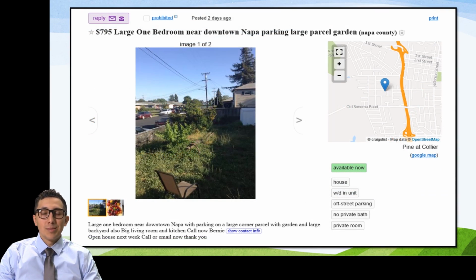Now, we're going to look at some examples and practice on identifying scams. Do you find anything wrong with this ad? You can pause the video to see if you notice anything wrong or a bit off.